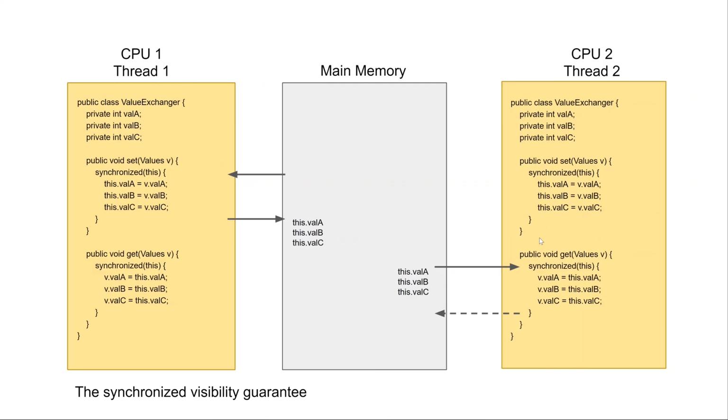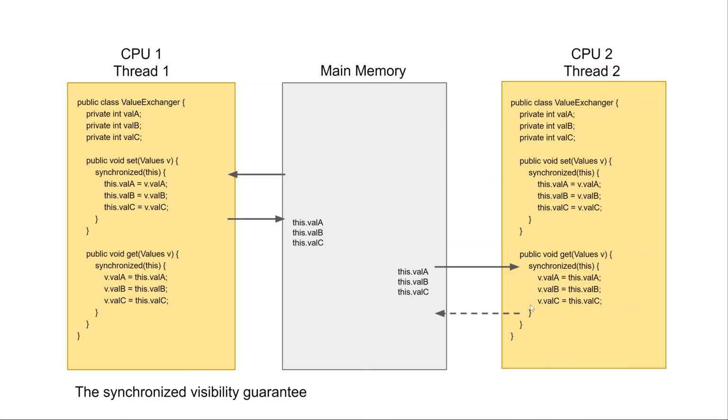As you can see over here, we have a similar situation when thread 2 calls get. By the time it enters this synchronized block here, it will refresh the values of val A, val B, and val C from main memory from over here. So it sees the values that were written by thread 1.